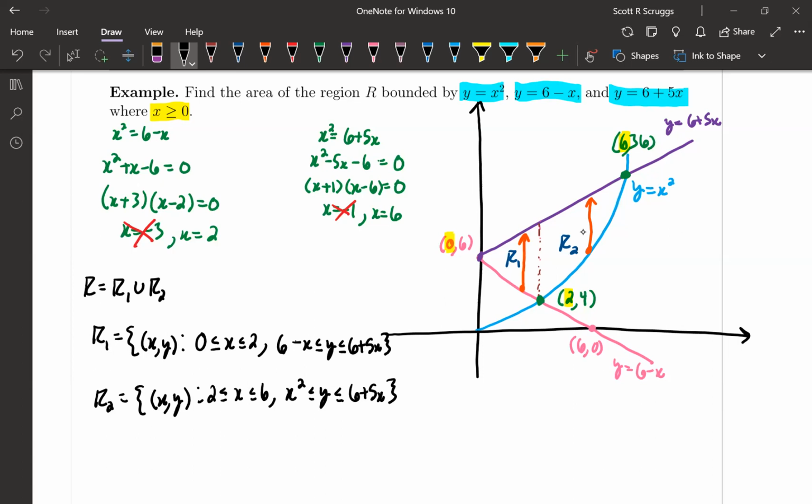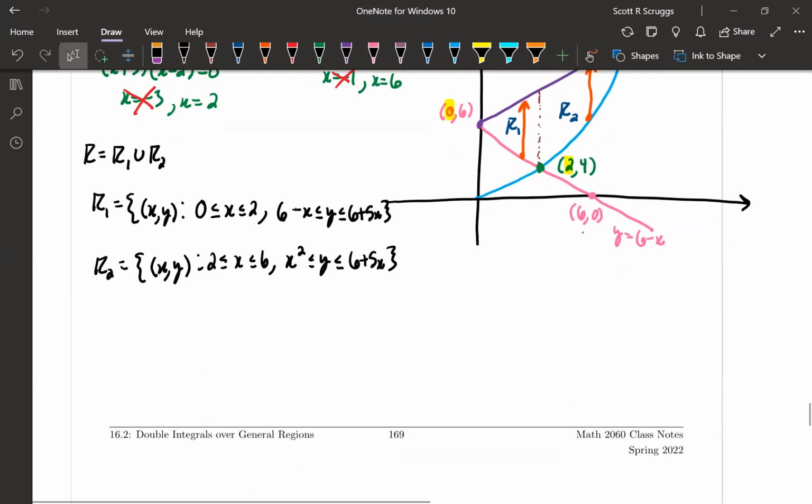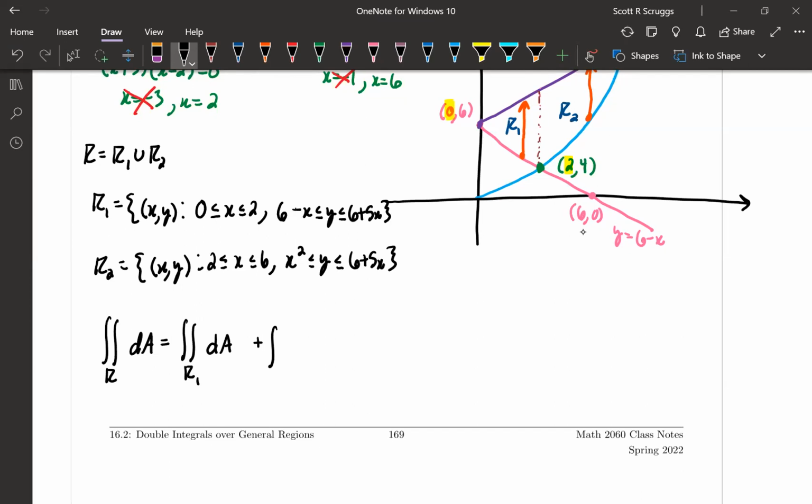Okay. Now, if you have a region split into two subregions, the way that you will do that is the following. So my integral over the region of dA, because I split this into two separate regions, this will be taking the area of R1 and taking the area of R2. And now I do both of those separately.